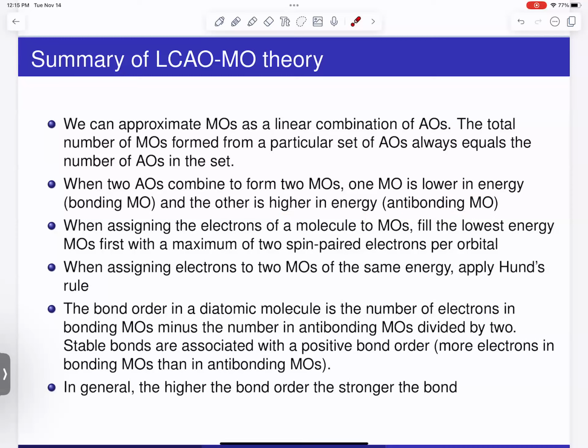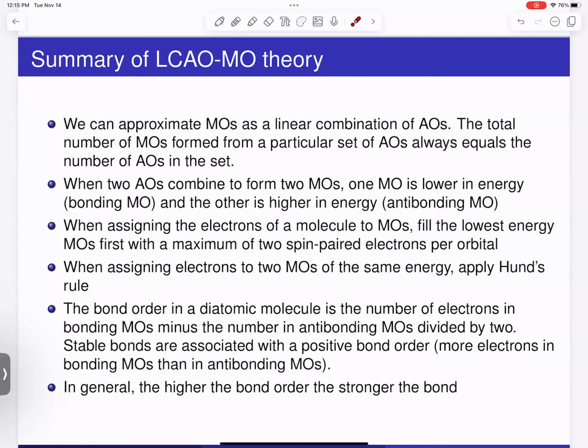Right? When assigning electrons to a molecule, we're always going to follow our rules from our atomic structure discussion. Fill lowest energy MOs first with a maximum of 2 spin paired electrons per orbital. If you have 2 MOs of the same energy, apply Hund's rule, put 1 electron in each before pairing them up. And the bond order is the number of electrons in bonding minus antibonding divided by 2, right? Stable bonds are associated with a positive bond order, more electrons in bonding MOs than antibonding MOs. In general, the higher the bond order, the stronger the bond you're going to be dealing with.